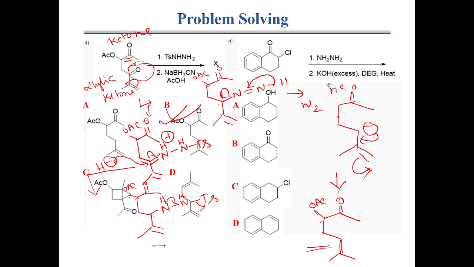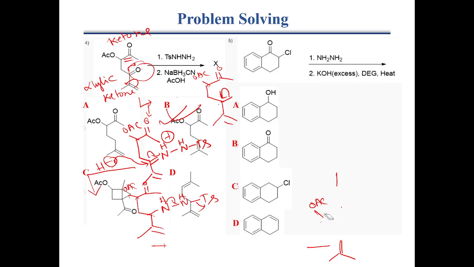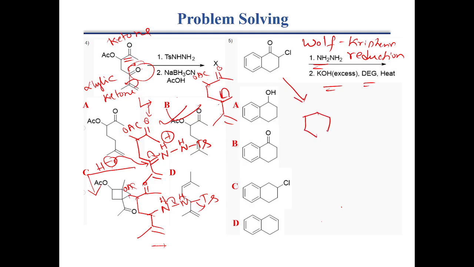So the next question, I'm erasing this one. The next question is the Wolff-Kishner reduction. So first hydrazine and then KOH in diethylene glycol. So this ketone in presence of hydrazine forms the hydrazone.